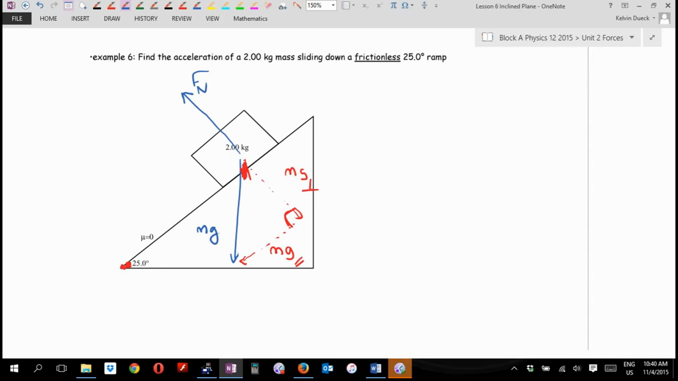Which way is this thing accelerating? Down the ramp. Yes? So here's my question. Who's winning? Don't say mg. mg parallel, down the ramp. Who's losing? Anything that was pointing up the ramp. Is anything pointing up the ramp? So my equation here is going to be winner, no loser, equals ma.